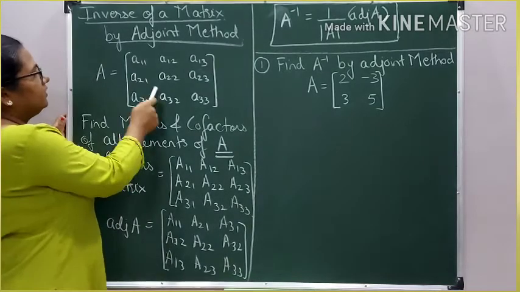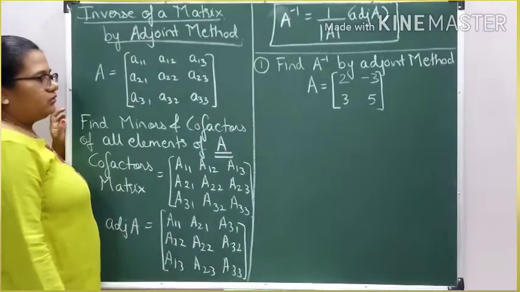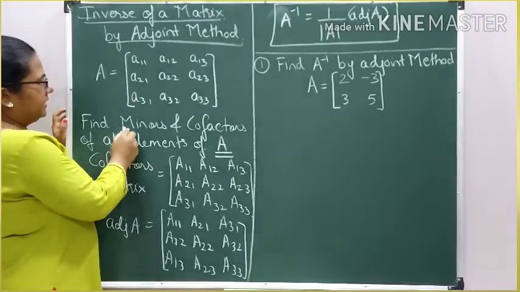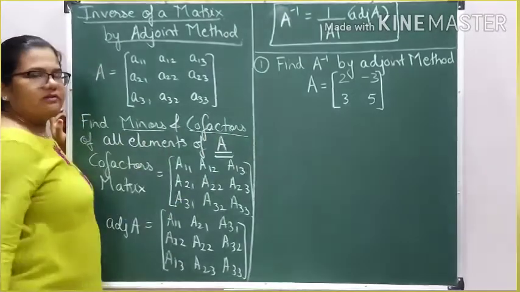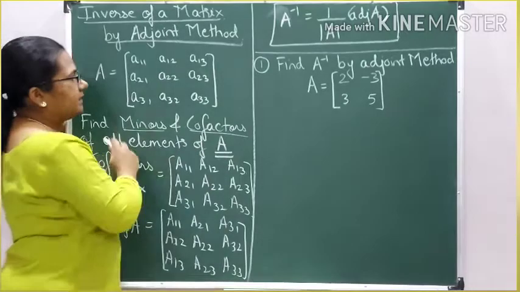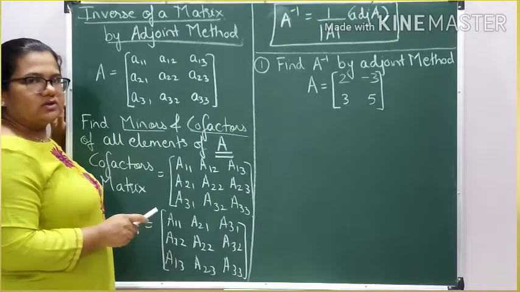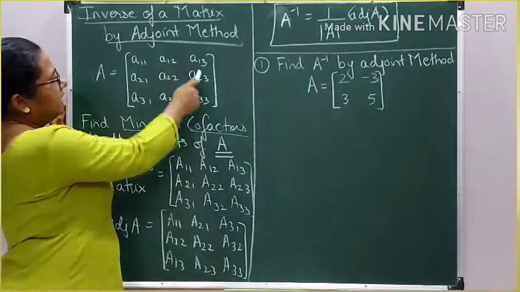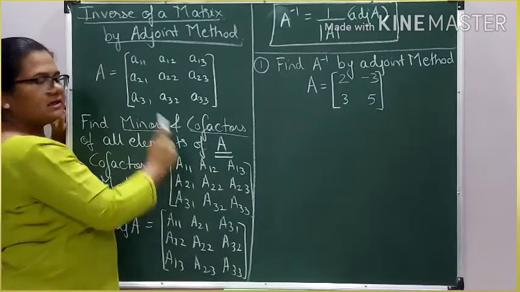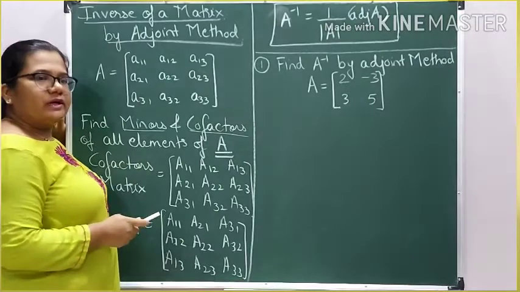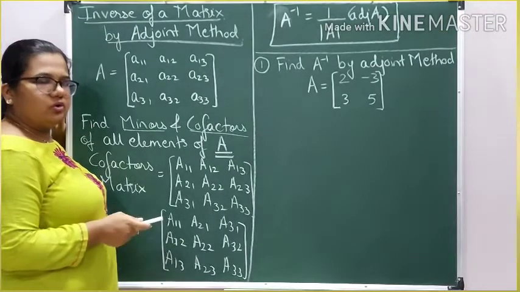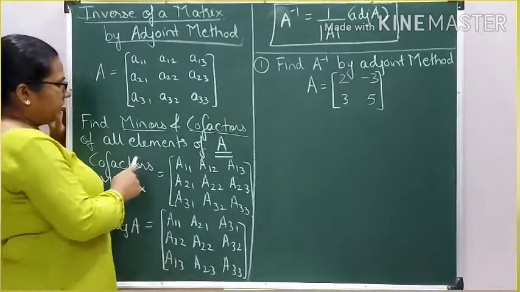Now see, if you are given a matrix A, what you have to do is find minors and cofactors of the given elements of the matrix A. You have already studied how to find minors and cofactors of the given matrix. If there are 9 elements, you will have 9 minors and 9 cofactors. If you have 4 elements, you will have 4 minors and 4 cofactors. So accordingly, you will get the cofactors.